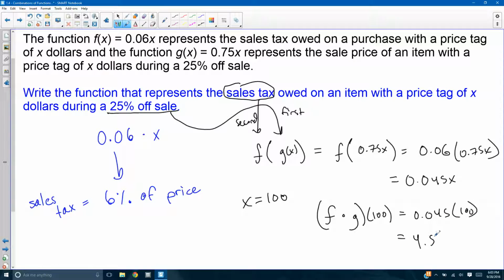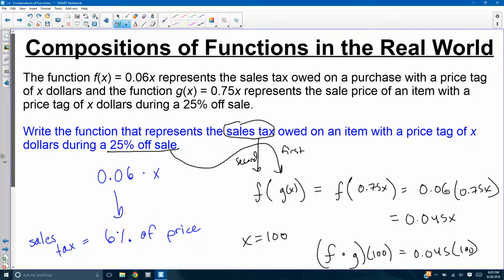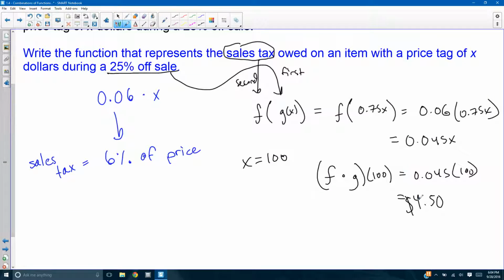Now, your final answer here, this is not a percent. This is currency. Because the last amount that you're referring to is dollars, right? The 25%, those are rates that we're referring to right there. We do the rate with that dollar amount. This final amount is money. So $4.50 is owed on an item that was originally priced at $100. What happened in between? 25% off, and then the 6% of that.